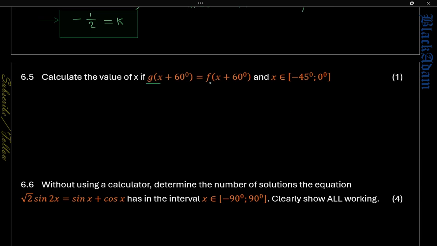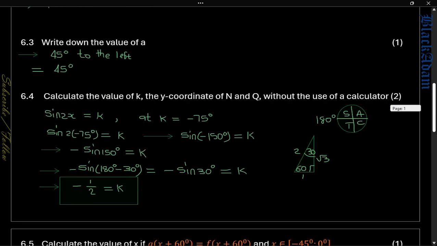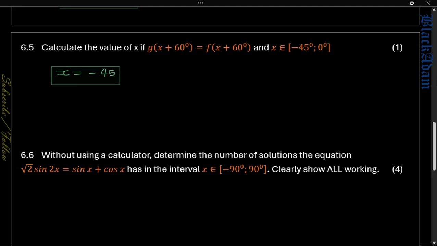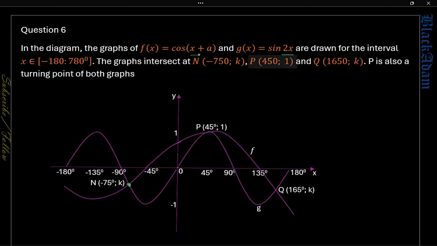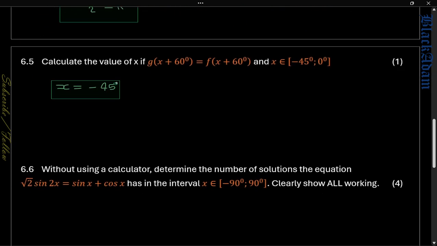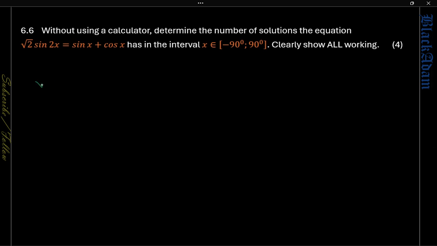We're looking at 6.5, where the values are the same under those coordinates, and then you check there from the graph. So from the graph, we have x equals negative 45 degrees. Okay, so that should actually be the shift. From there we have 45 degrees. So from there we have moved to this last equation.